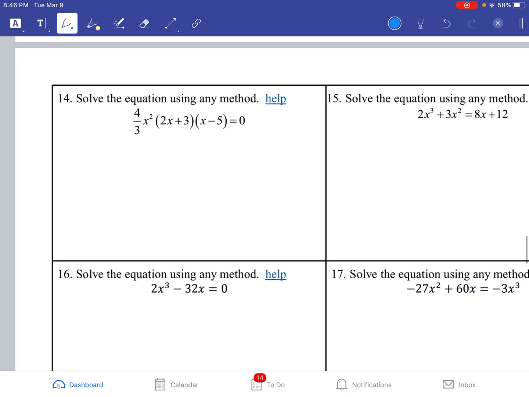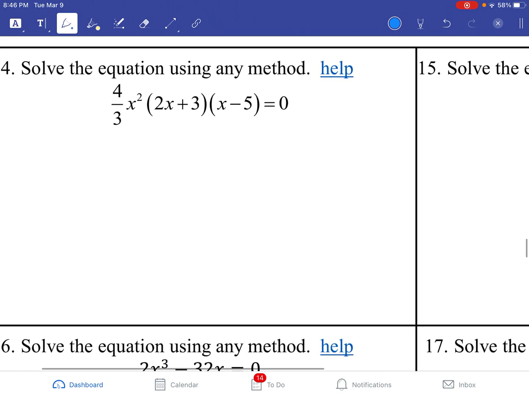Next, we're going to solve this equation using any method. Solving quadratics is still on the test, so it is still important that you understand how to solve these. This has already been factored for you, so it makes it pretty easy. So we have 4 over 3 x squared equals 0, 2x plus 3 equals 0, and x minus 5 equals 0.